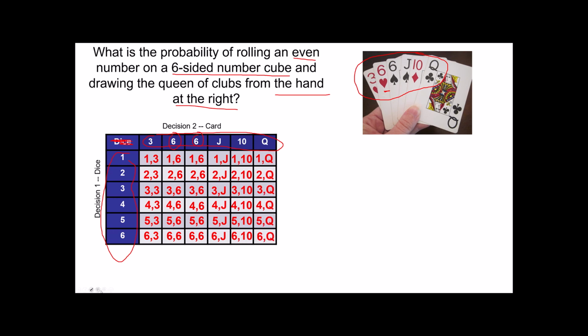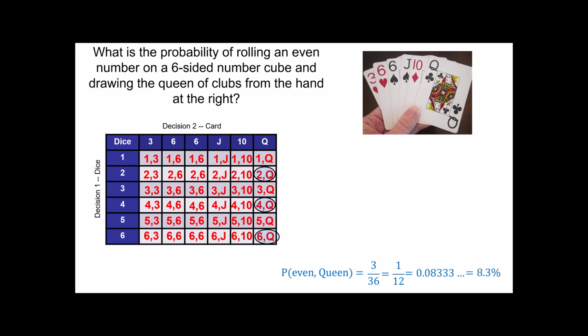The only outcomes that we would consider to be positive or successful outcomes are the outcomes where we get both an even number, I can't draw this, an even number and the queen of clubs. For example, the 2 and the queen, or the 4 and the queen, or the 6 and the queen. Those are the only opportunities there are for us to have both those events occur together. So the probability of an even and a queen is 3 of our 36 options, which I would require my students to write as 1/12, which is 0.083 repeating, or 8.3%. You could, if you chose, write this with a repeating bar over the 3 as well.